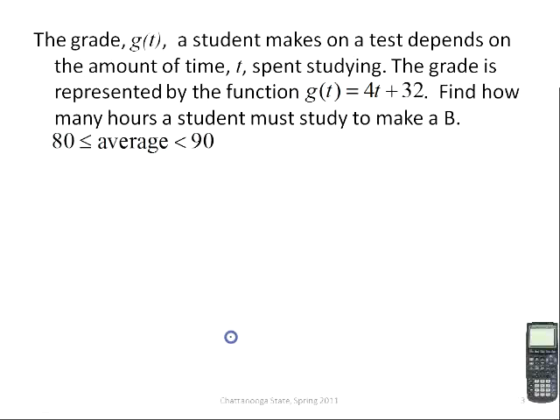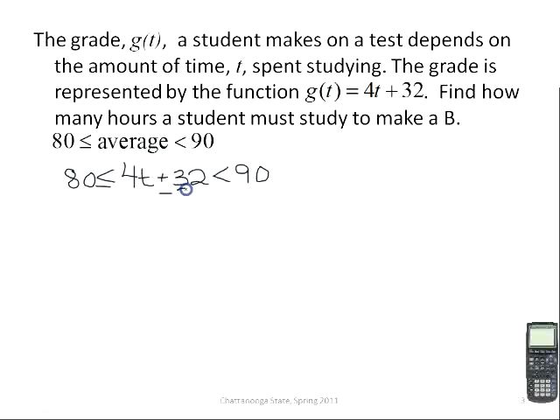Now for this problem, I'm going to use a grading scale where in order to earn a B, you have an average of 80 up to 90. So that means the grade, which is the 4t plus 32, needs to be less than 90, and it needs to be greater than or equal to 80. So this is my plan. My plan is to use my function to set up an equation, or in this case an inequality, to solve.